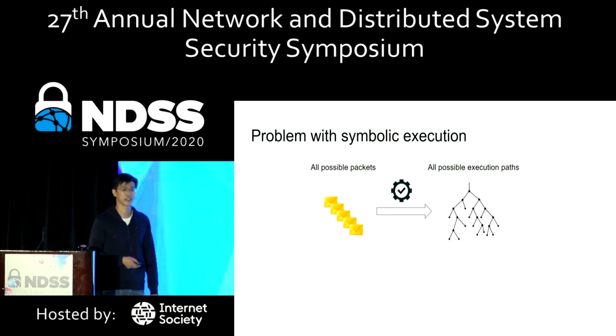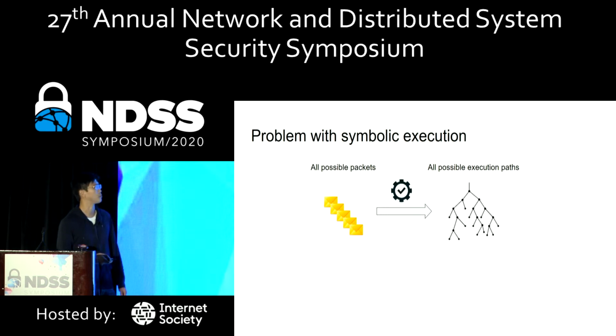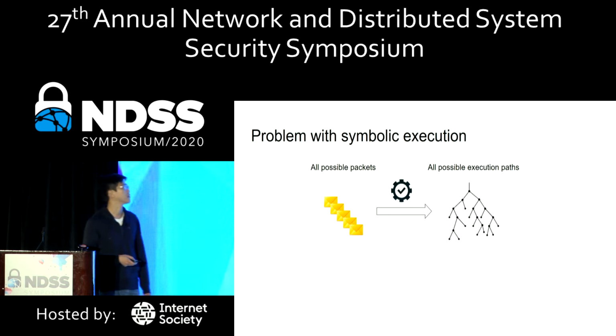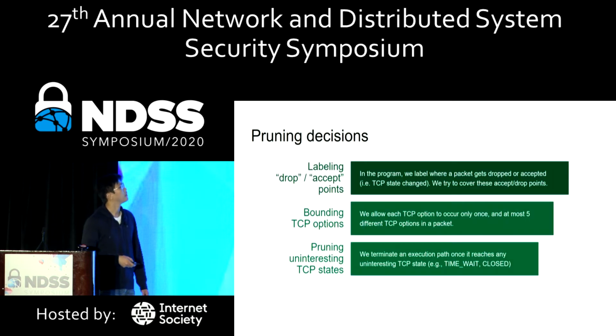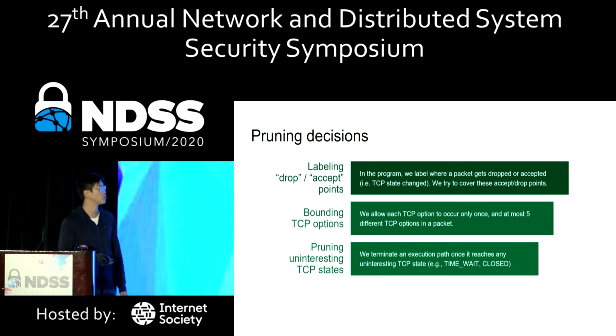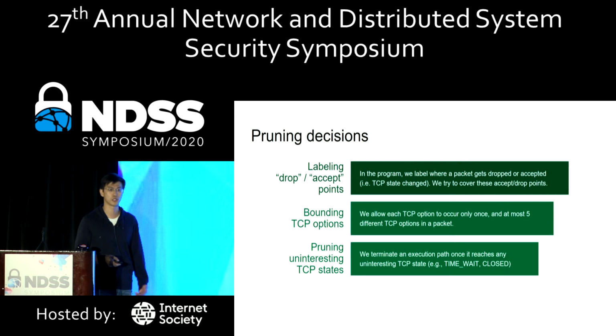Although we have used symbolic execution to help us shrink the search space from all possible packets to all possible execution paths, running symbolic execution on a complex stateful program like a TCP implementation would cause path explosion, especially when we are sending multiple symbolic packets. The problem worsens. So to handle the path explosion problem, we made some pruning decisions with our domain knowledge to prune away those uninteresting execution paths and only keep those that may potentially lead to discovering discrepancies.